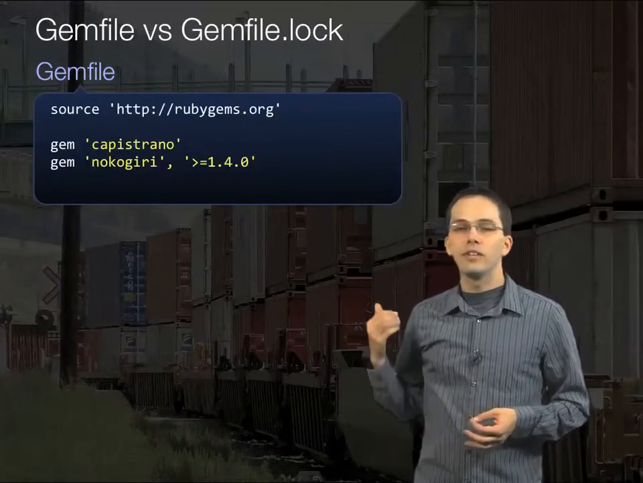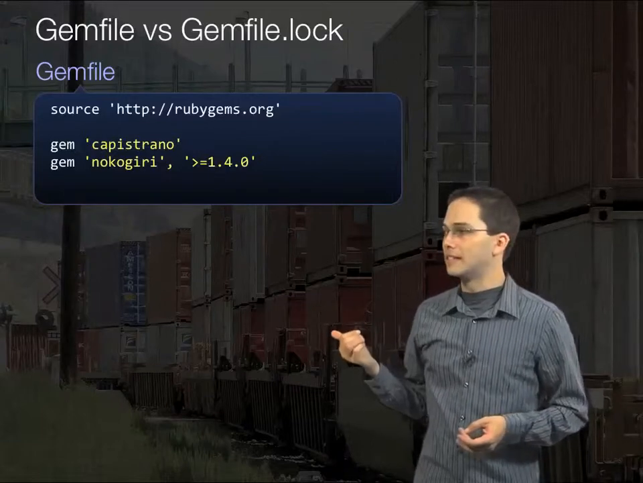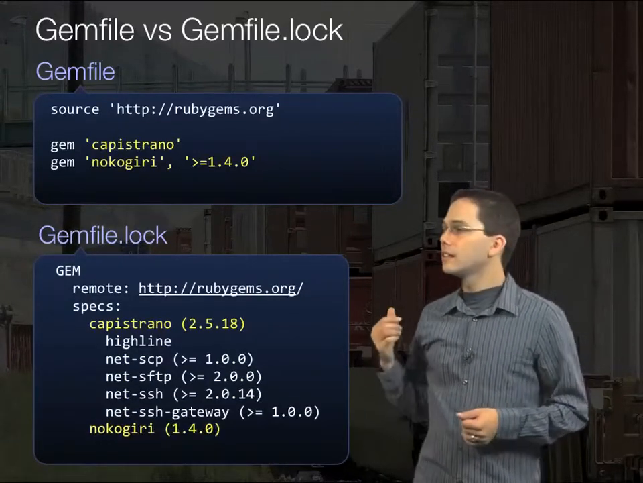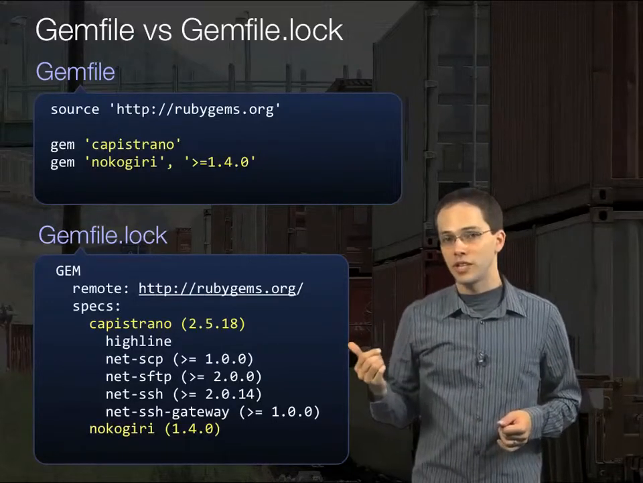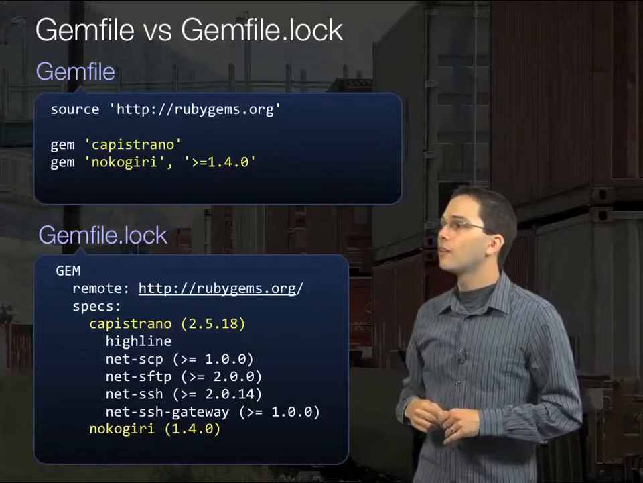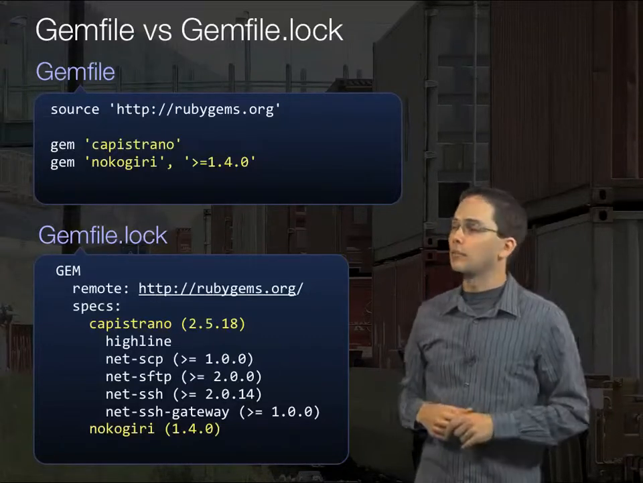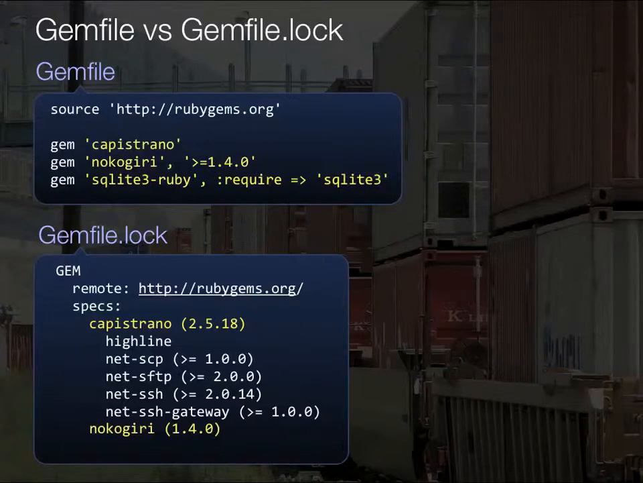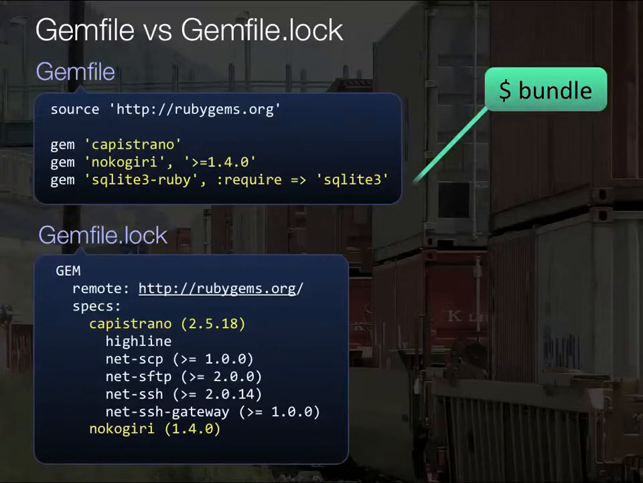So in our gem file, if we have these two gem dependencies, inside of our gemfile.lock, we're going to see that it's including specific versions of those gems and specifying what those gems depend on. If I want to add a new gem to my application, let's say SQLite3-Ruby, I enter it in my gem file. The next time I run bundle, it's going to automatically add SQLite3-Ruby to my gemfile.lock.